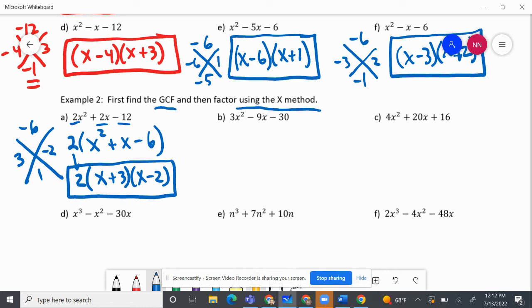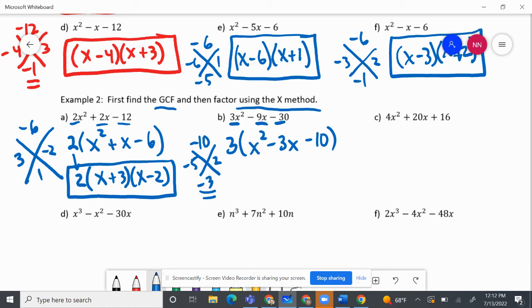For the next one, we're first going to factor out a 3. And we have x squared minus 3x minus 10. So we're going to look for two numbers that multiply together to give us -10 and add up to -3. The larger one has to be the negative one. So it's going to be -5 and +2. Remember to bring down the 3. And we have x minus 5 and x plus 2.